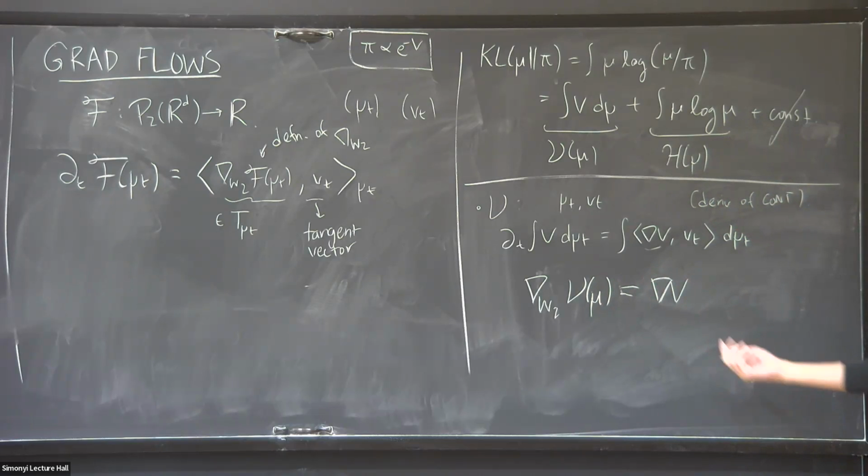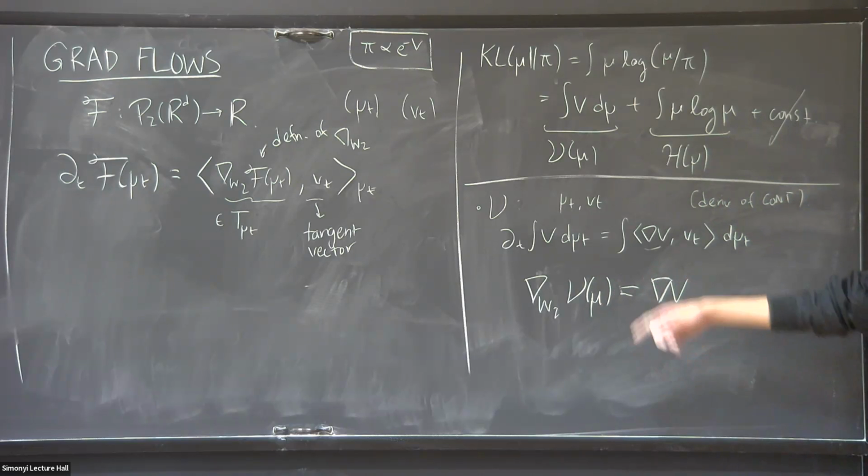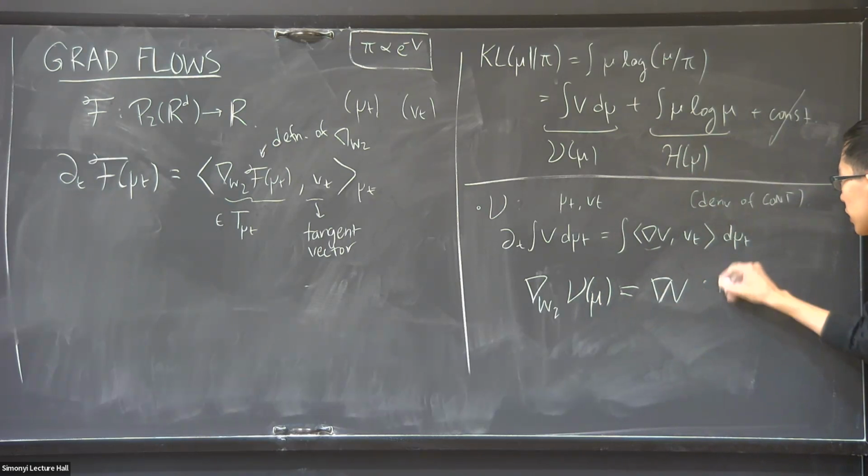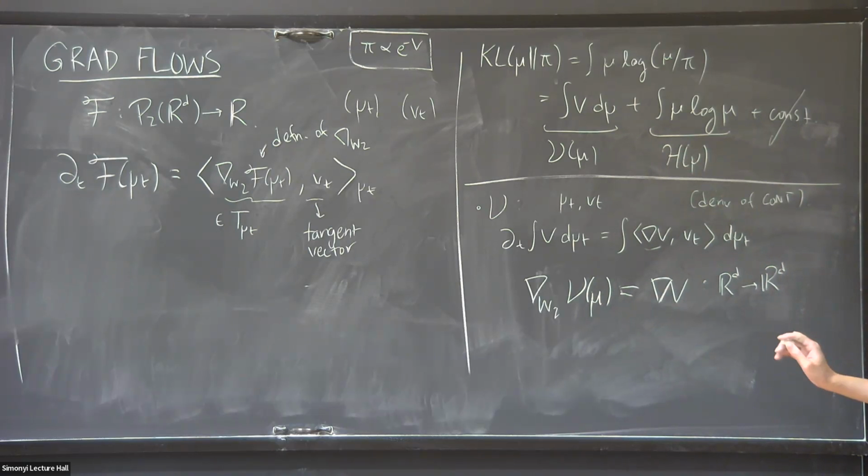You'll notice that this doesn't depend on mu at all. It's like a constant gradient, which makes sense because this is a linear functional of mu. Also this is a vector field, right? The gradient is a vector field, and based on the way I've set it up, all the tangent vectors are vector fields.